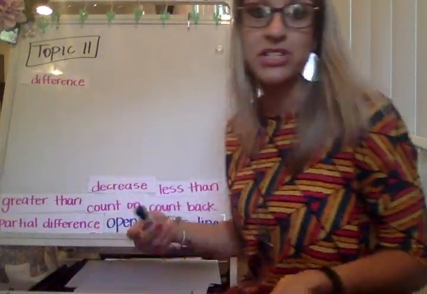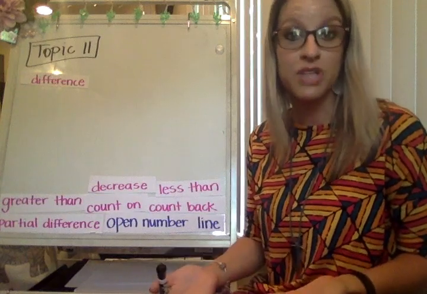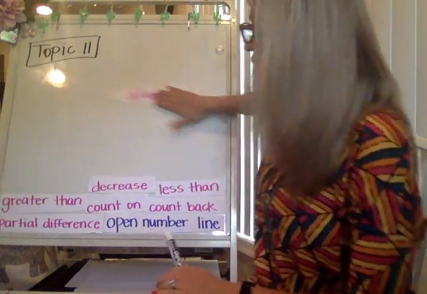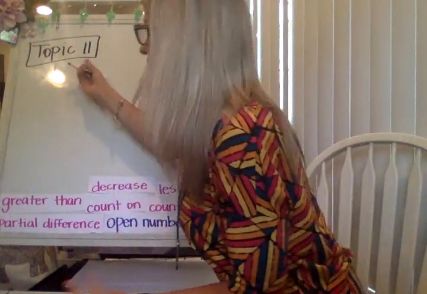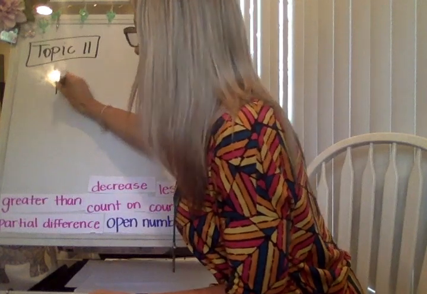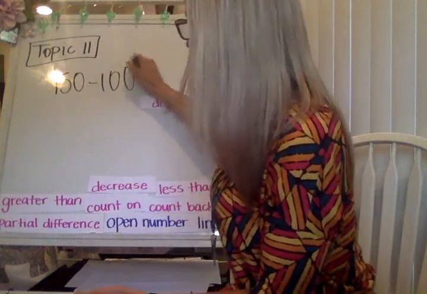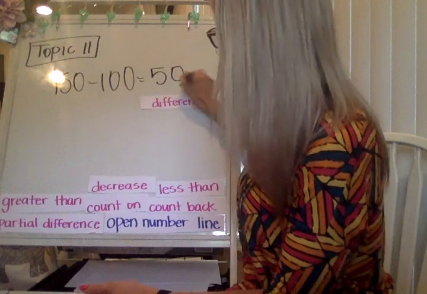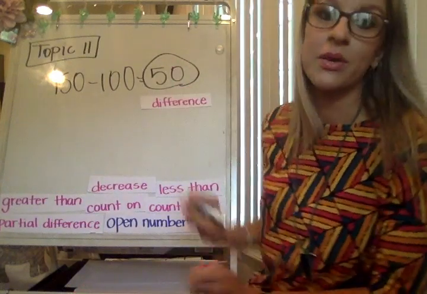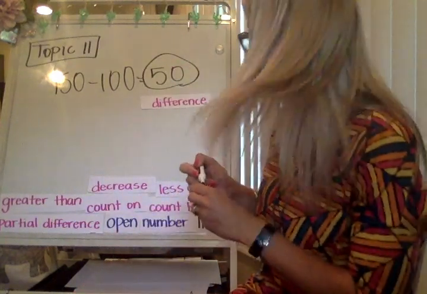The answer when you are solving a subtraction equation would be called the difference. So for example, 150 minus 100 equals 50. This answer right here, we would call that the difference.